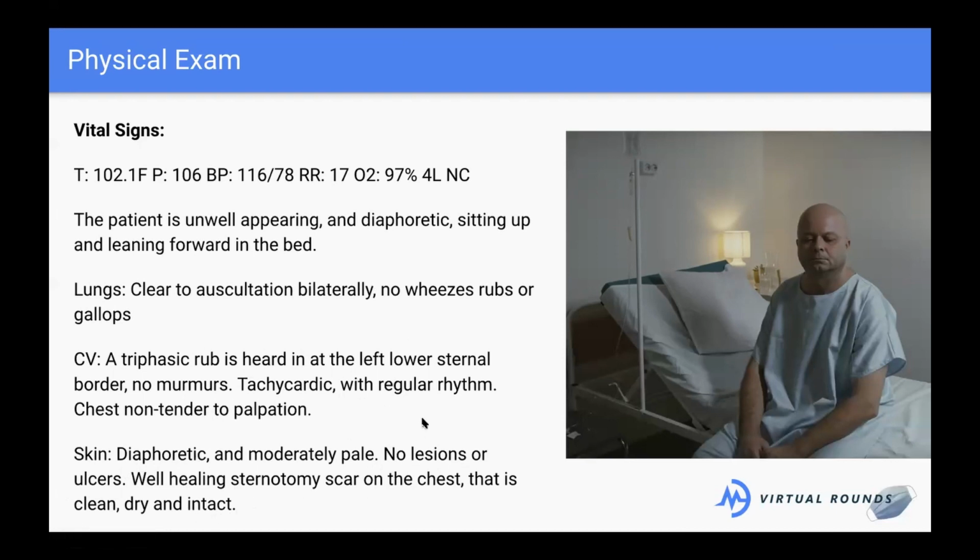Now, does anyone have any questions about any of these findings? I'm happy to come in and explain them. What's a triphasic rub? That's a great question.